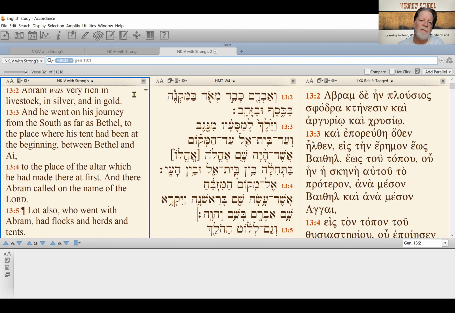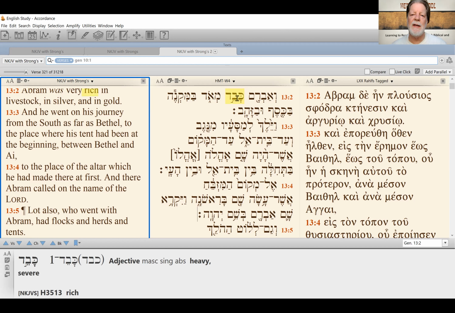So then verse 2, Avram was very rich in livestock, in silver, and in gold. Avram kaved me'od b'mikneh b'kesef uvazahav. So Abraham, kavad or kaved is the Hebrew word for, actually it's glory, but the idea of glory is weightiness. So Abraham was weighed down. Me'od means very much. So he was weighed down with the weightiness of his wealth.